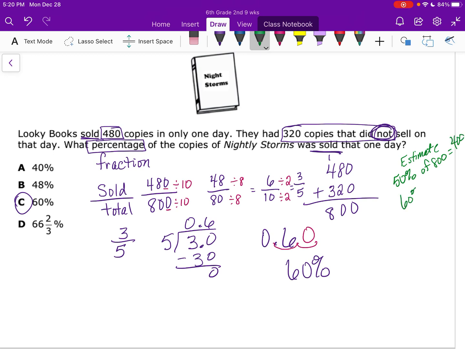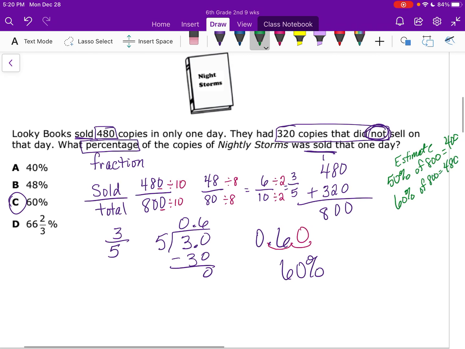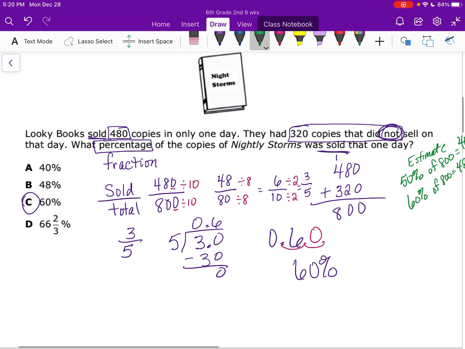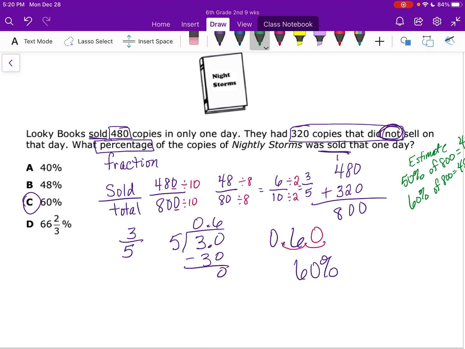Okay, so it's 60%, right? We said it was 60%. So 60% of 800 is 480. Is that reasonable? What do you think? Well, 60% is not that much more than 50%, right? It's just 10% more. And 480 is not that much more than 400. So it's reasonable. It's okay. All right. So make it a fraction, and change the fraction to a decimal, and then to a percent.